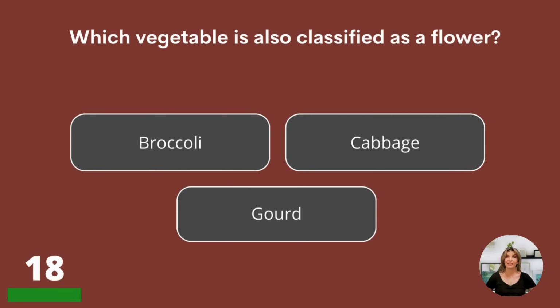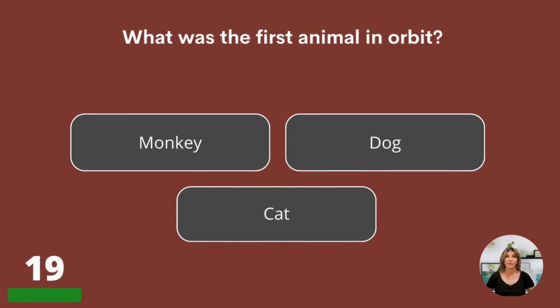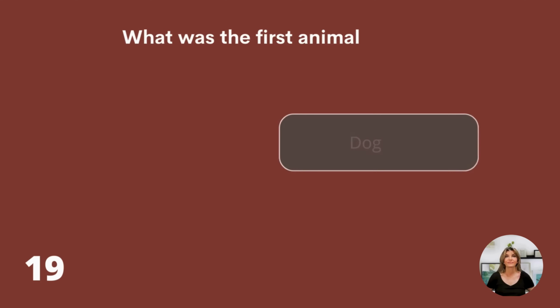Which vegetable is also classified as a flower? Broccoli, cabbage, or gourd? Broccoli. What was the first animal in orbit? The monkey, the dog, or a cat? A dog.